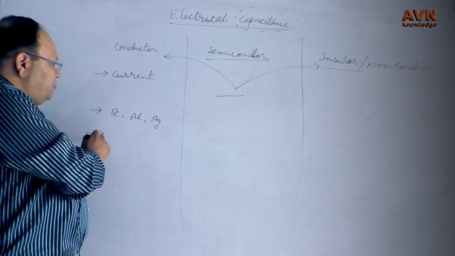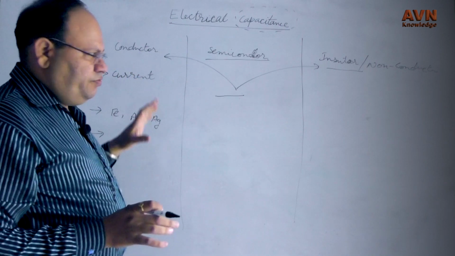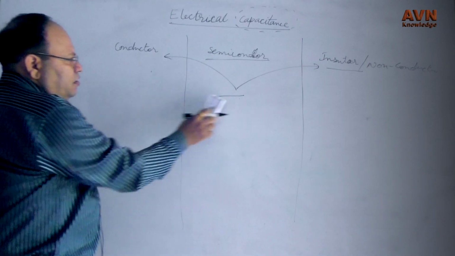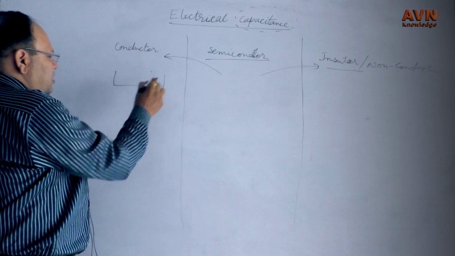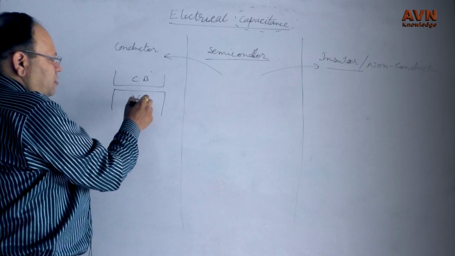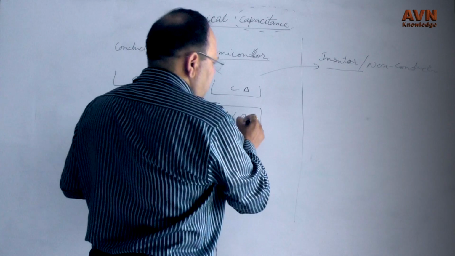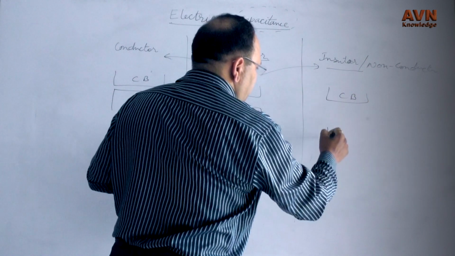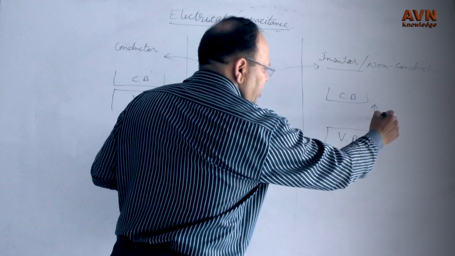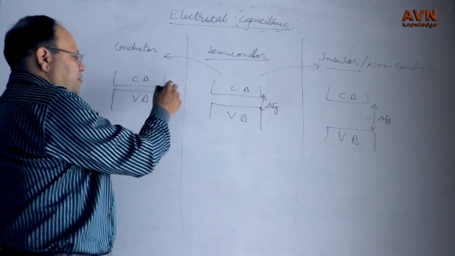The second point is that we explain this by the energy gap. Here we have the conduction band and the valency band. This is the conduction band, this is the valency band. The gap between the conduction band and the valency band is called the energy gap.